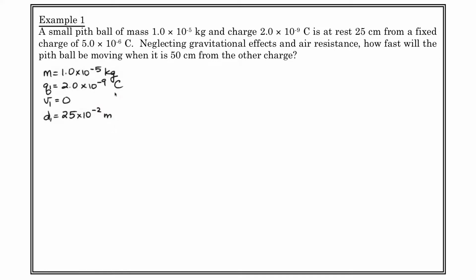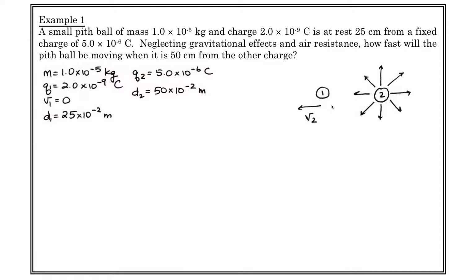Here are all the things that we know. We also know a little bit about the charge that's creating the field, and we know the initial and final separations. Basically, this is our situation. This charge is fixed in place and creates a field. The pith ball is going to zoom away from it because they're both positive charges and they're going to repel. We start off with conservation of energy: the difference in potential energy that the pith ball experiences is going to be transferred into kinetic energy.